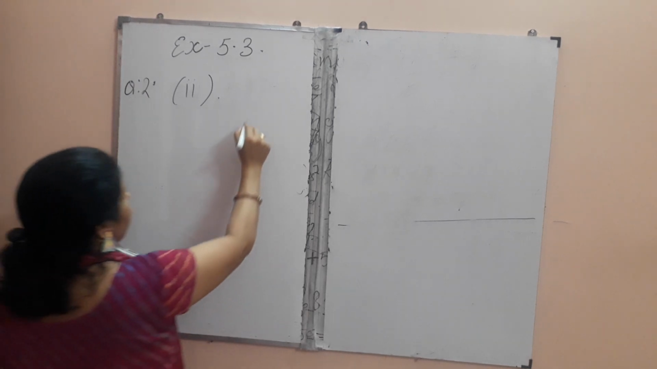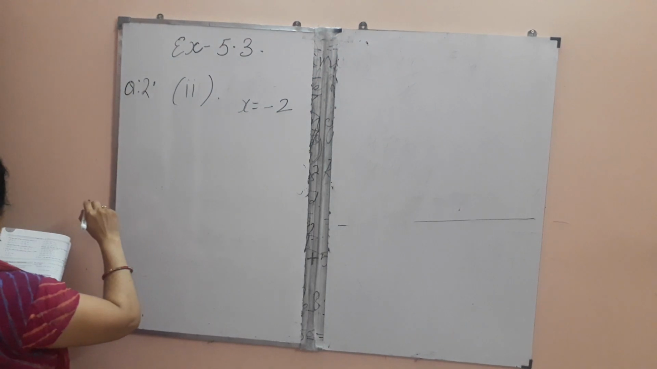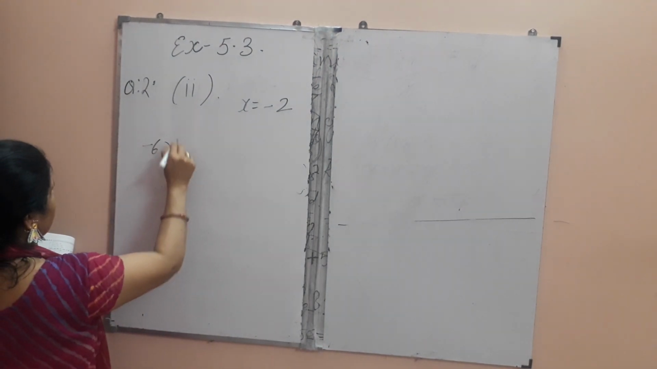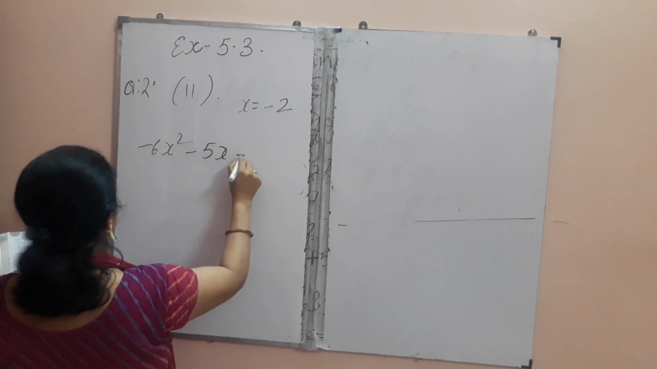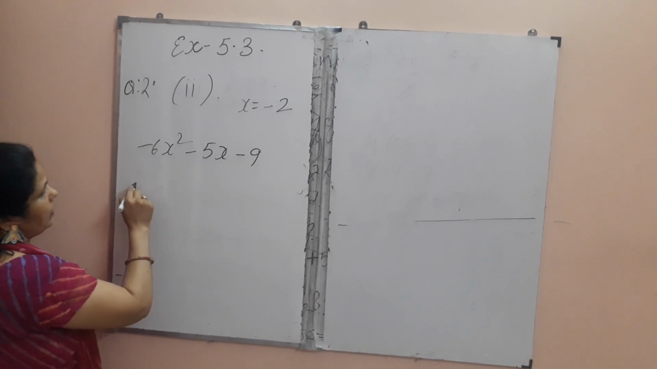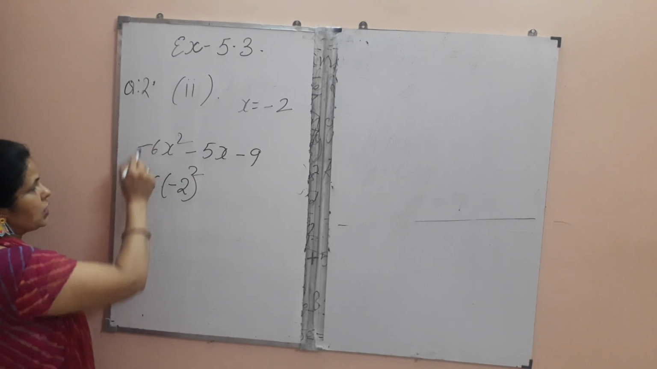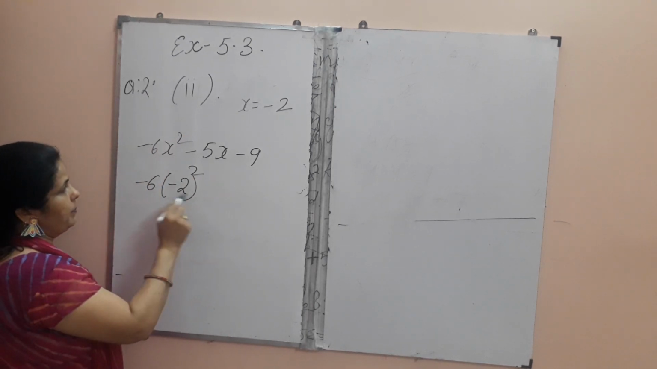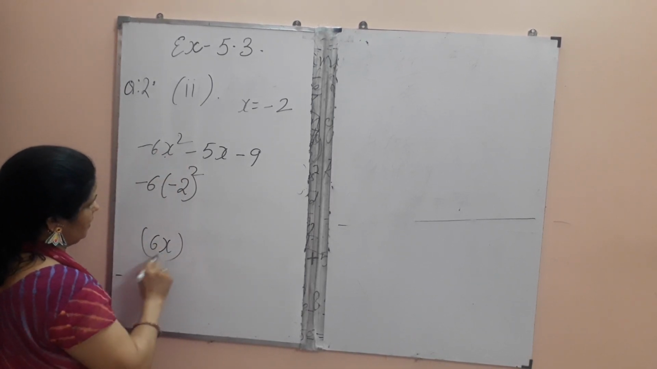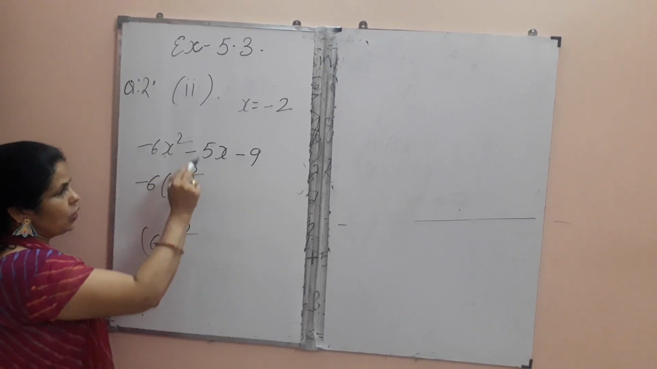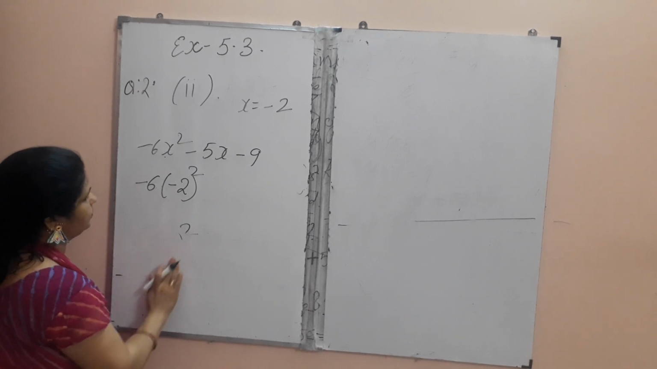In this, the value of x is minus 2. So the expression is minus 6x square minus 5x minus 9. So minus 6x square, where x is minus 2. Why are we not putting a bracket on all the numbers? Because the square is of x only. If it was like this, then we would put the bracket on all the numbers. So that's why we are not putting the bracket.